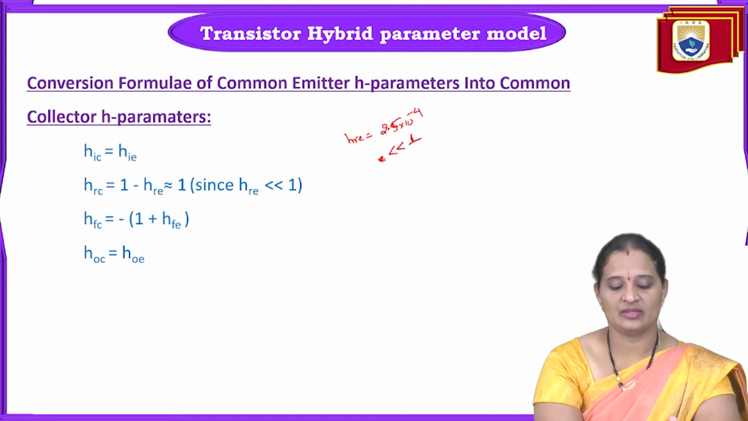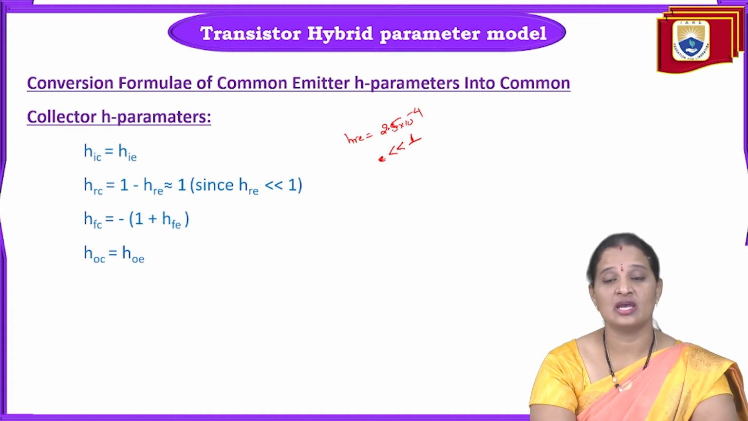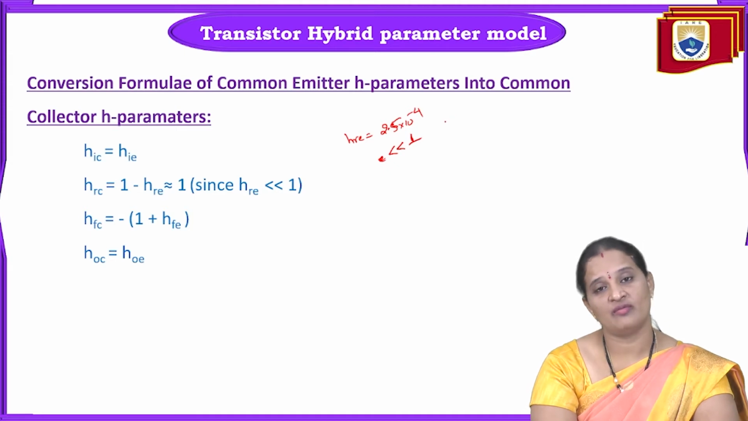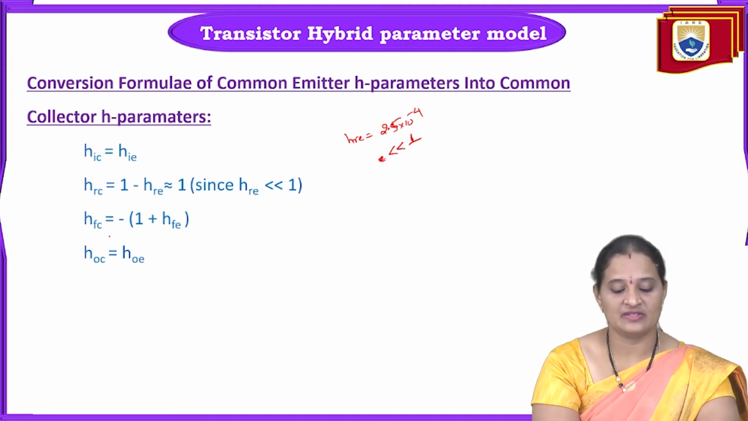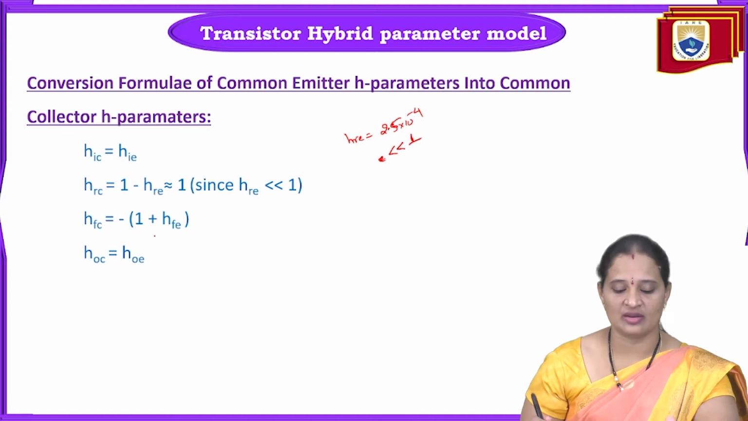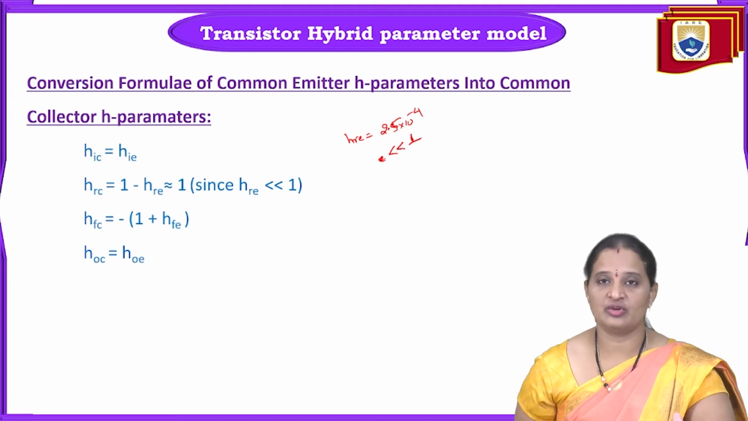So if I compare these two, HRC I can write directly as 1, because HRE is very much less than 1, since it is 2.5 into 10 to the power of minus 4. And the HFC value is given by minus of 1 plus HFE, and HOC is equal to HOE. These are the conversion formulae that we need to remember.